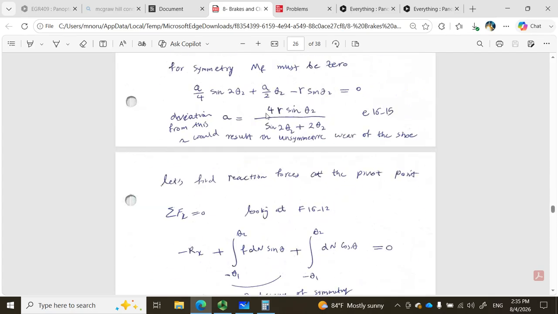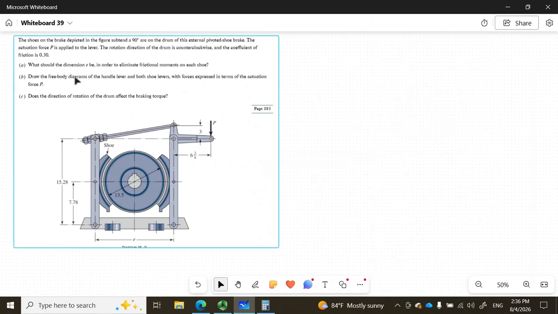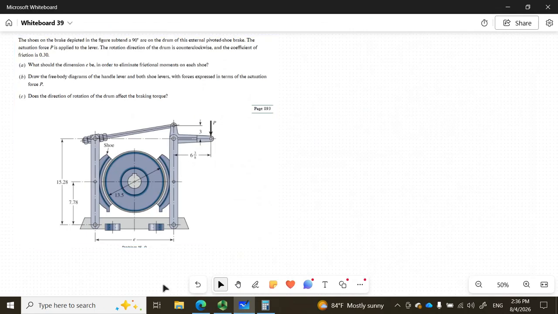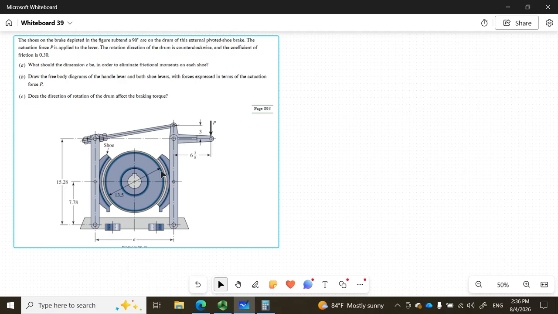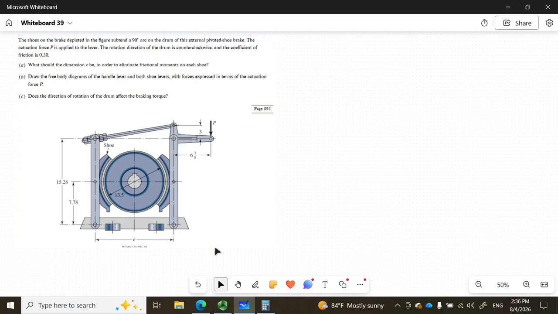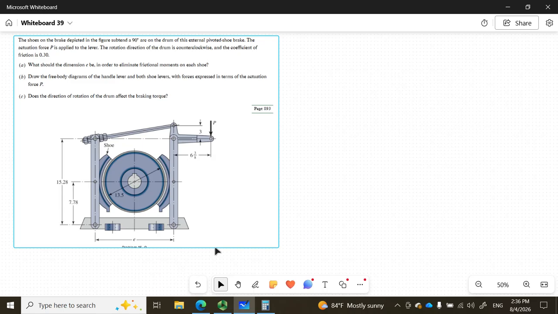Alright, so part A of this problem is actually asking for that. It says what should be the dimension of E? Look at the E. We have two of these shoes, so if I want to relate E to A, that derivation we had in book or in class, E here, let's see if I can make this guy working.